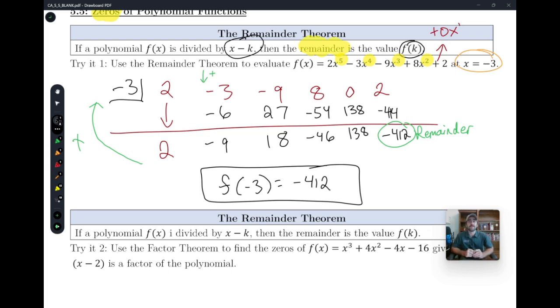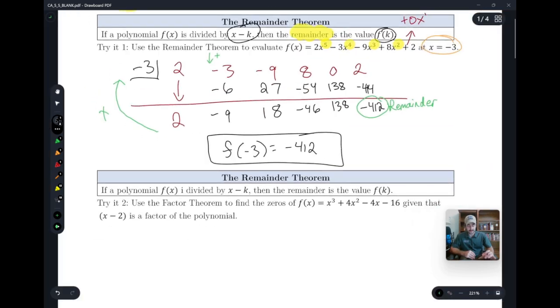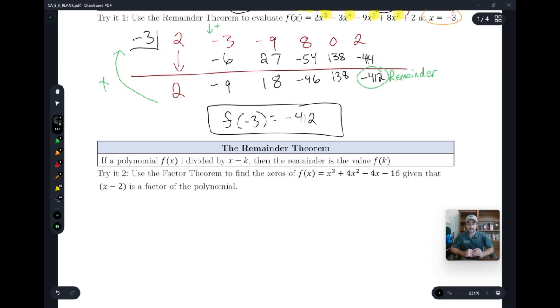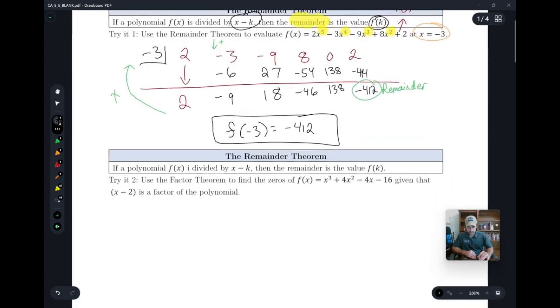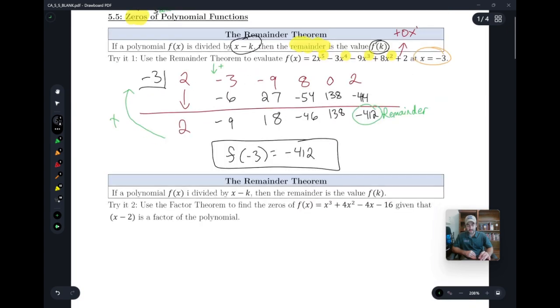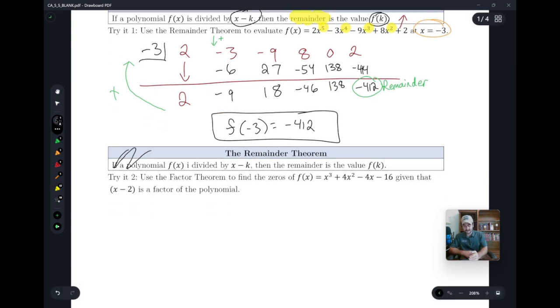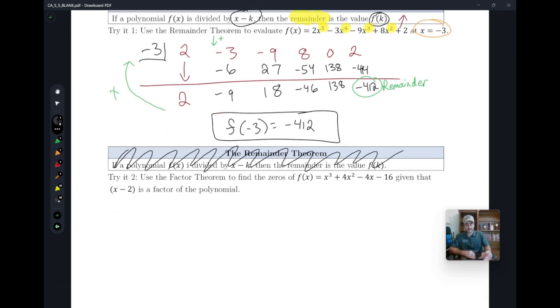Often in class, I'll have half the class synthetically divide it and half the class plug and chug and see if we get the same thing. So it's a good idea to check your work that way. All right, now here is the crux of the whole thing. Nope, the remainder theorem's on there twice. It's still good to know, you don't need to memorize it twice. It's the exact same theorem.